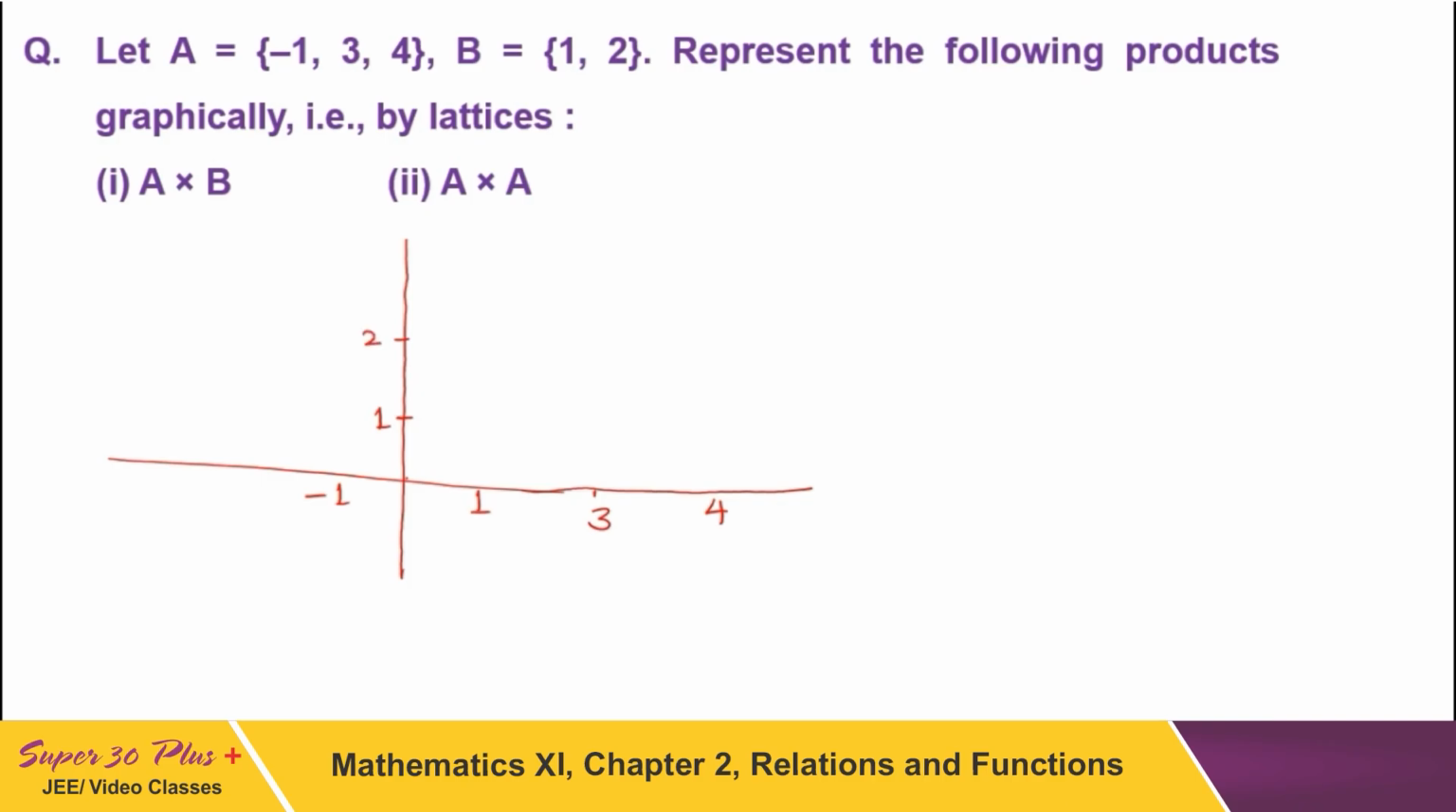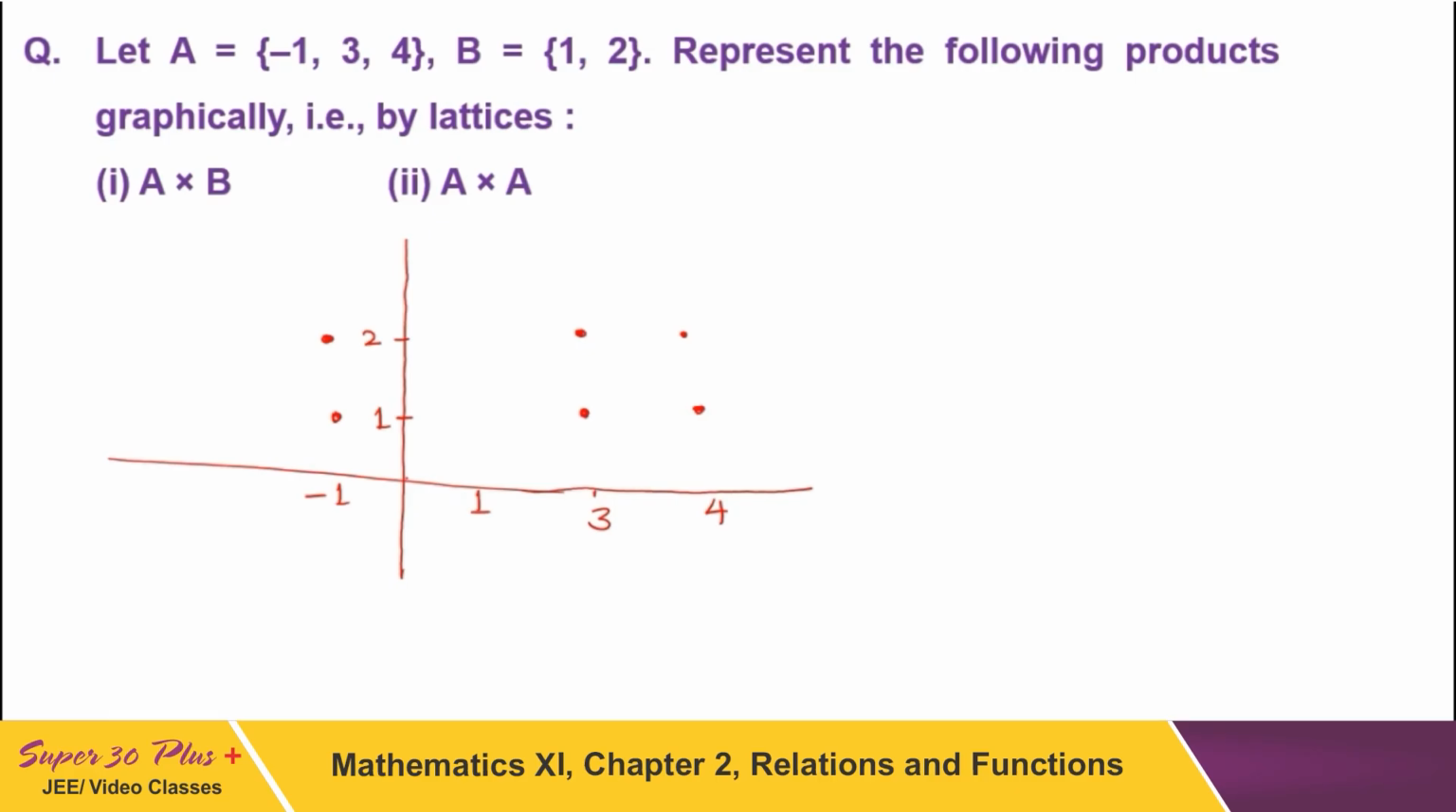Now the first point, or first ordered pair, will be minus 1 comma 1, that is here. Then minus 1 comma 2 is here. Then 3 comma 1 is here, and 3 comma 2 is here, and 4 comma 1 is here, and 4 comma 2 is here.